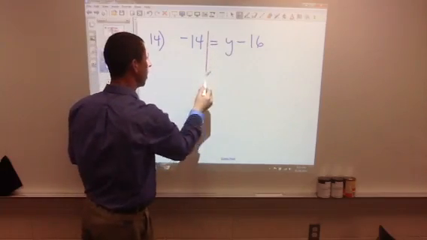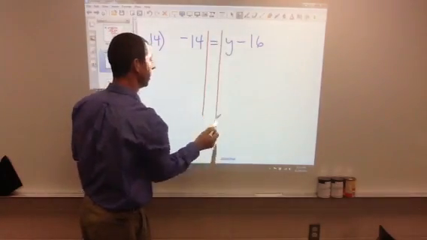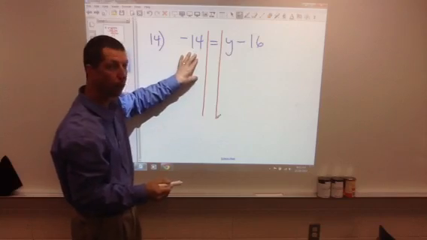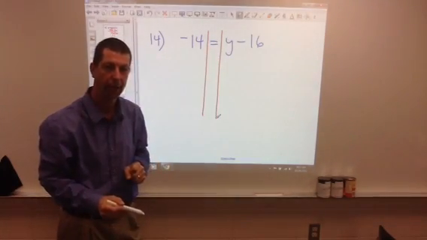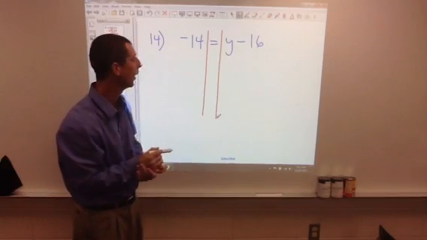We're going to first of all divide our equation into two parts. This is one part, remember. This is the other part. The equal sign is the separator. That's what separates the two sides of the equation.